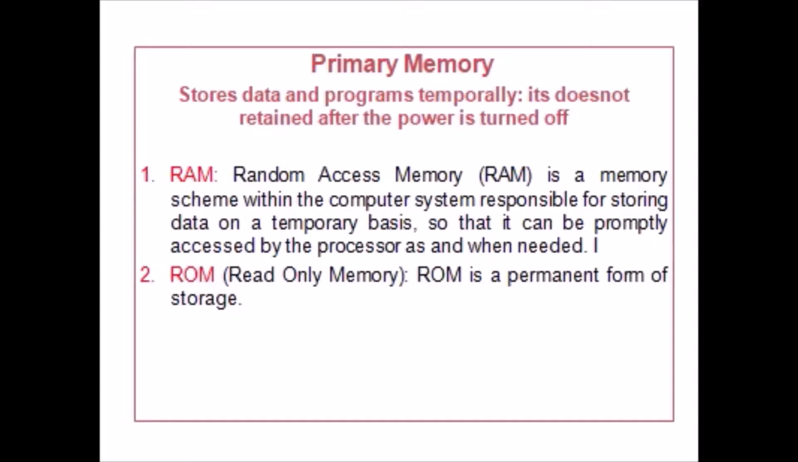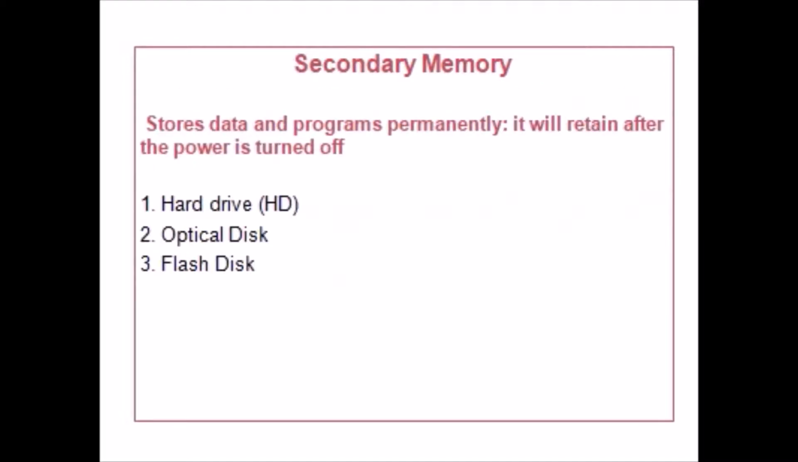Second, ROM, that is read-only memory. ROM is a permanent form of storage. ROM stays active regardless of whether power supply to it is turned on or off. ROM devices do not allow data stored on them to be modified. Secondary memory stores data and programs permanently. It is retained after the power is turned off.